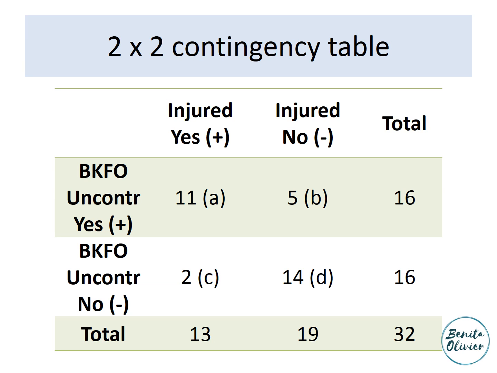You have your contingency table again. Here you have the athletes who sustained an injury during the season, and here you have the athletes who did not sustain an injury during the season. Some of them displayed uncontrolled movement, and some of them did not present with uncontrolled movement at the start of the season.